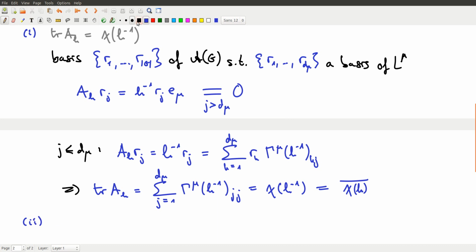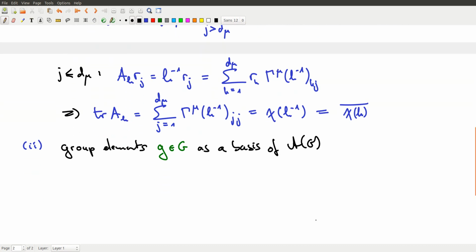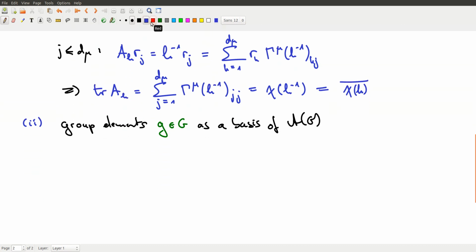And now let's use the group elements as a basis for the group algebra, as we often do. So the group elements G are a basis of the group algebra. Now let's calculate the trace in this basis. So first we apply A sub H to G. That's H inverse G E mu.